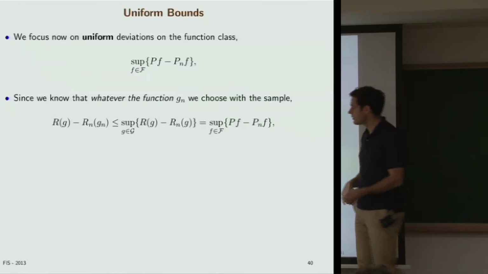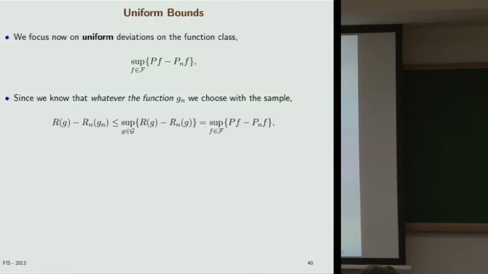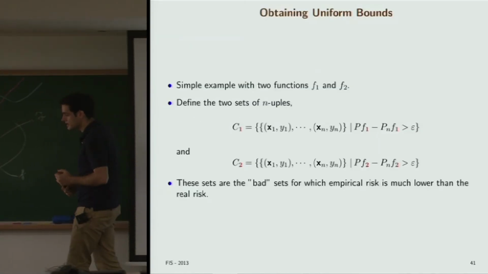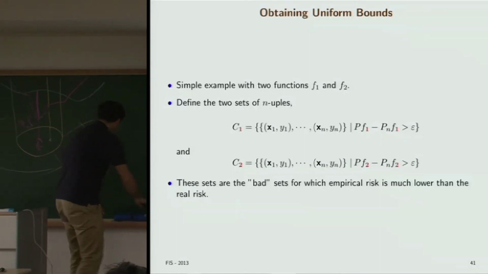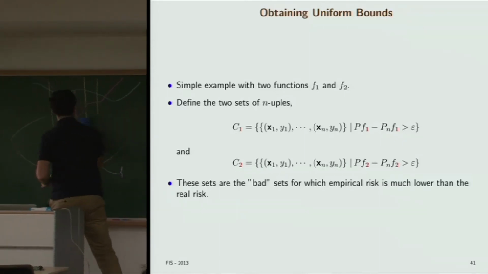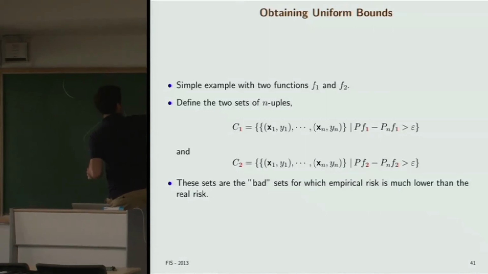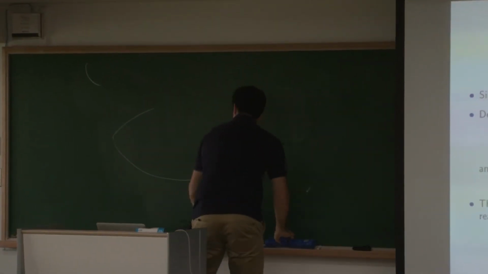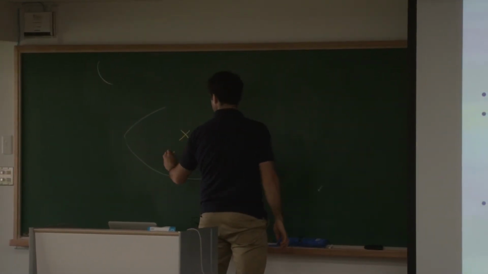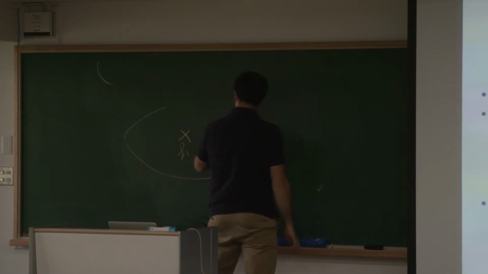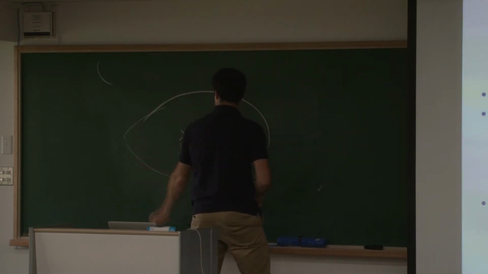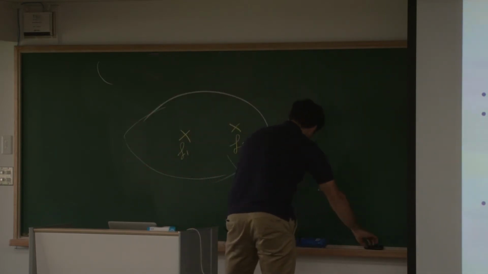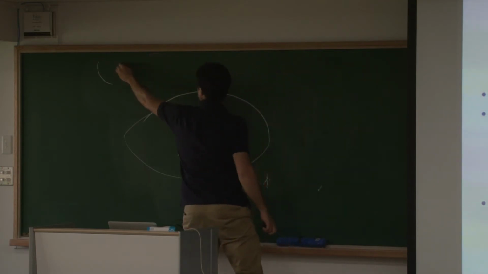Okay? So let me just give you a very simple example where this can be applied. Imagine that my set F here is just two functions. So I'm going to write f1 and f2. So my set of functions F is just two functions. I have the true risk here.